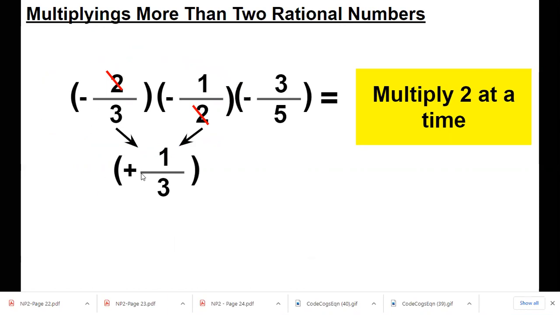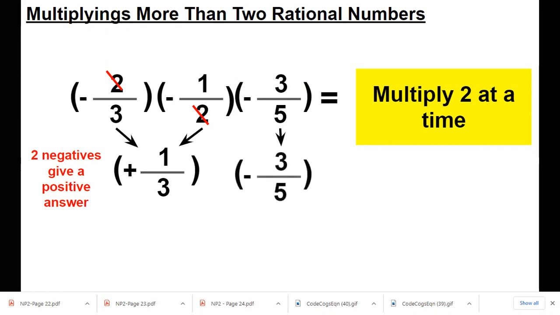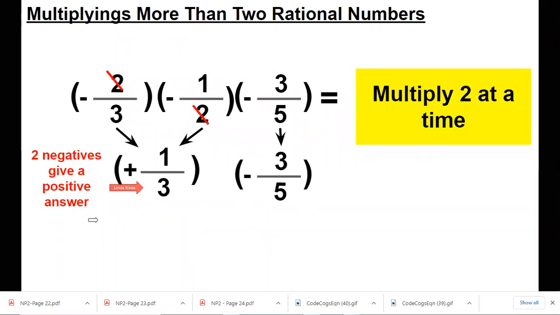Now I'm going to multiply my 1/3 here times my -3/5. So 2 negatives gave me a positive answer, and now I'm going to get a positive times a negative, and I'm going to get a negative answer, correct? So I just moved my -3/5 down. Notice how I will be able to cancel out this 3 here and that 3 there. So let's see that in action.